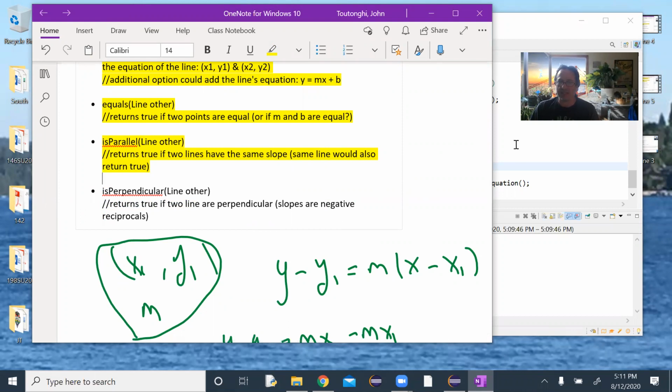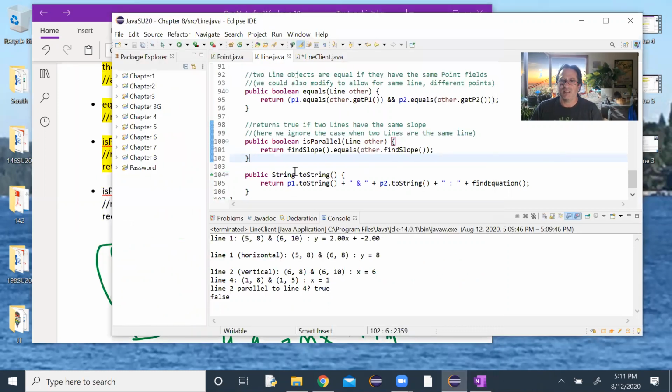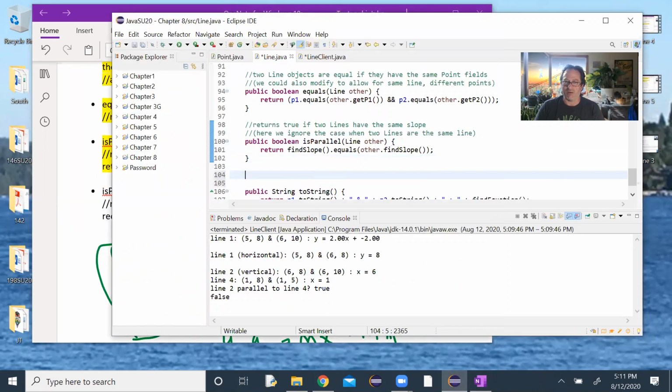I suspect, again, that the code itself will be short. The testing might take longer. So let's look at it. I'll put it below is parallel, and again, I want that toString method just to be last. So public Boolean isPerpendicular, and line other.